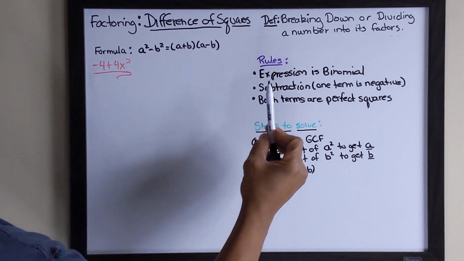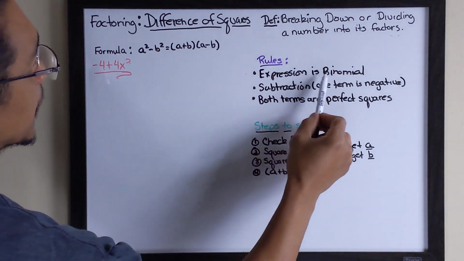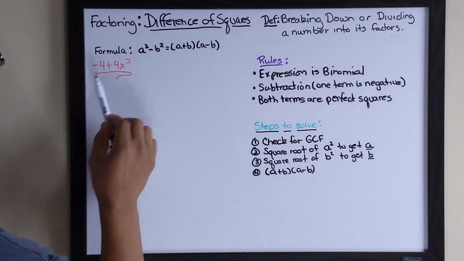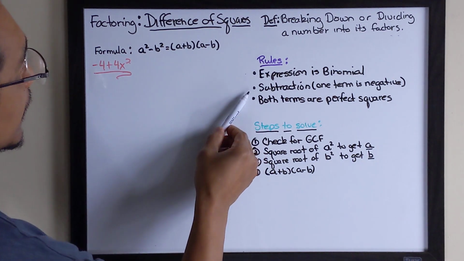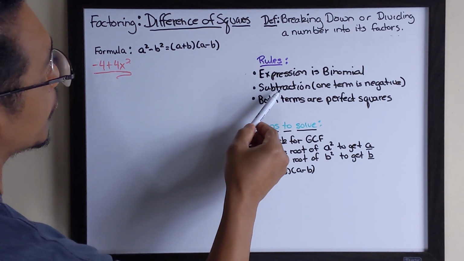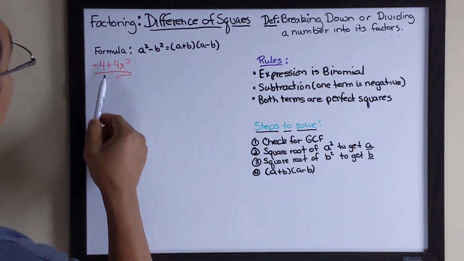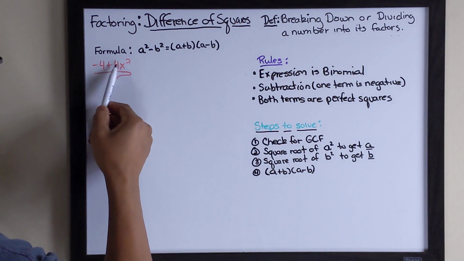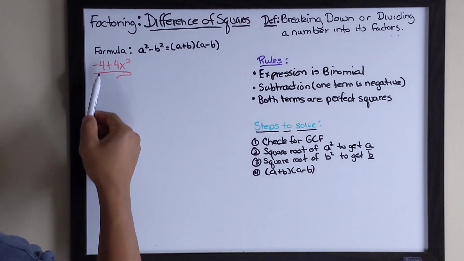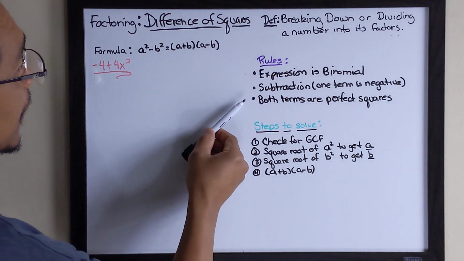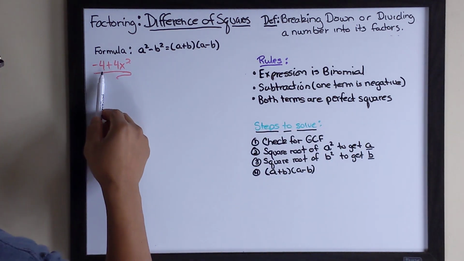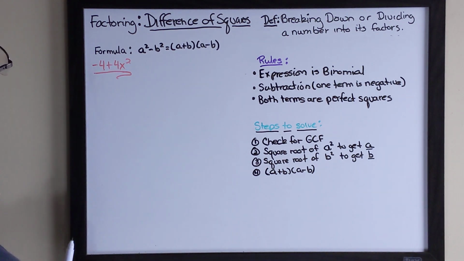So, first, rule number one: is the expression a binomial? The answer is yes. And is the expression a subtraction, meaning one term is at least negative? It is. One term is at least negative. Now it does not look like a subtraction, but it is a negative. And are both terms perfect squares? Well, 4 is a perfect square, and 4x squared is a perfect square. I know it doesn't look like it at the moment, but it is.